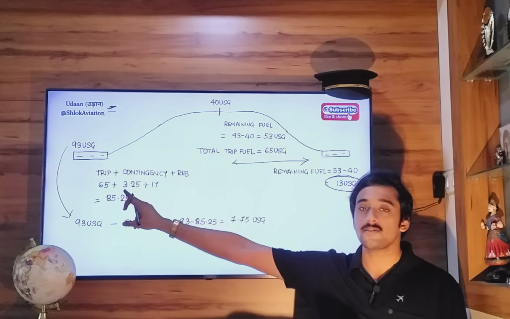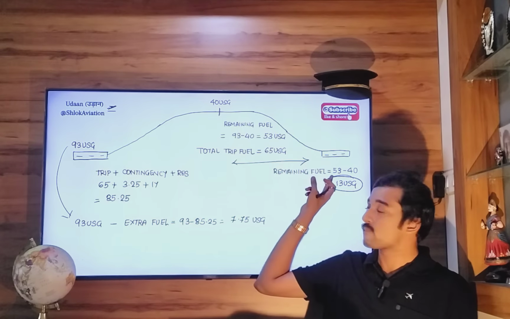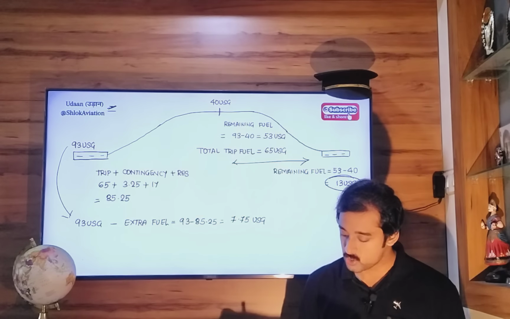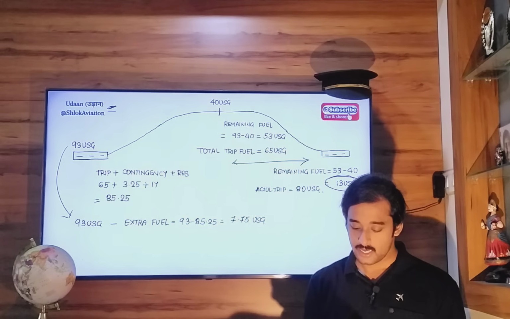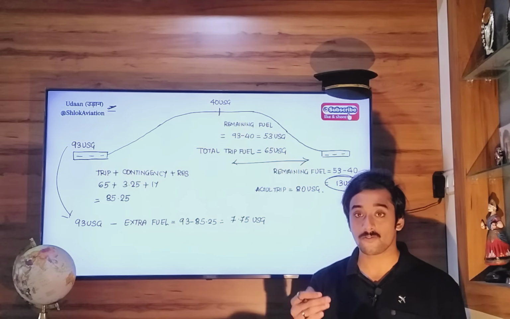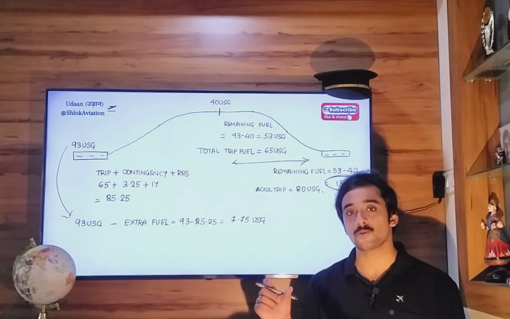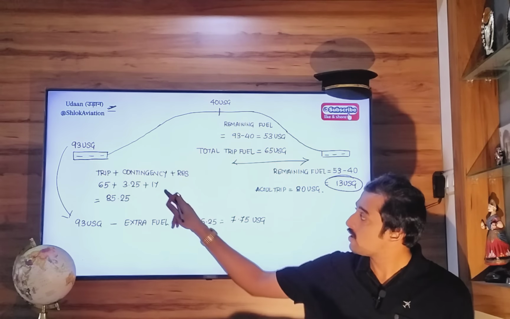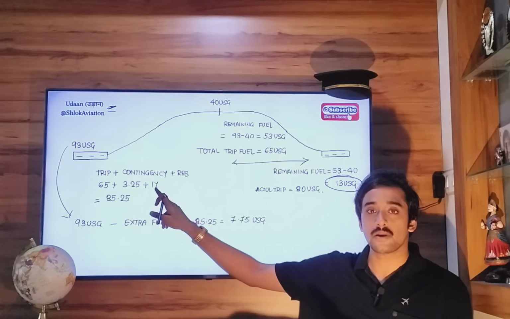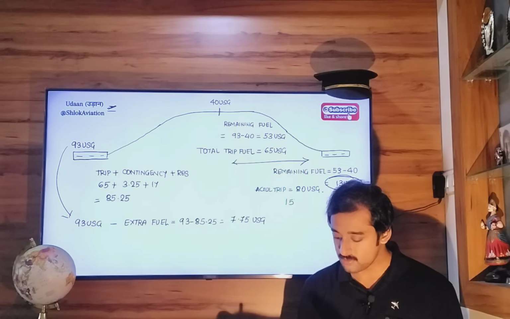Trip fuel was 65, but how much will you have consumed by the end of your trip? 40 plus another 40, that is 80. Actual trip fuel consumed is 80 US gallon, which is 80 minus 65, that is 15 gallons more. So you must make some provision for this extra 15 US gallon fuel. You will take that extra 15 US gallon fuel a little bit from reserves, a little bit from contingency. From contingency you can take maximum 3.